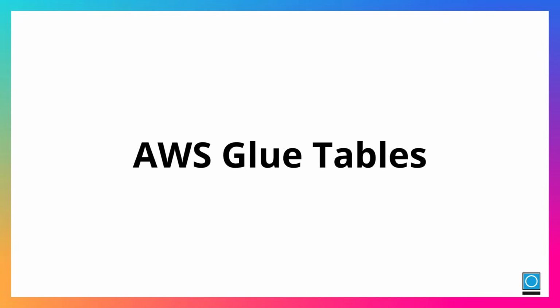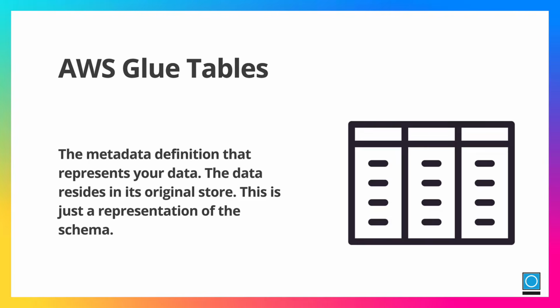AWS Glue tables. A Glue table is the metadata definition that represents your data. The data resides in its original store. So there it is again. I'm going to keep saying this: the data resides in its original store. This is just a representation of the schema. This, as I said, is the most difficult thing that people come to grasp with Glue. It is just a representation of the data. It's just pointing to where the data is.